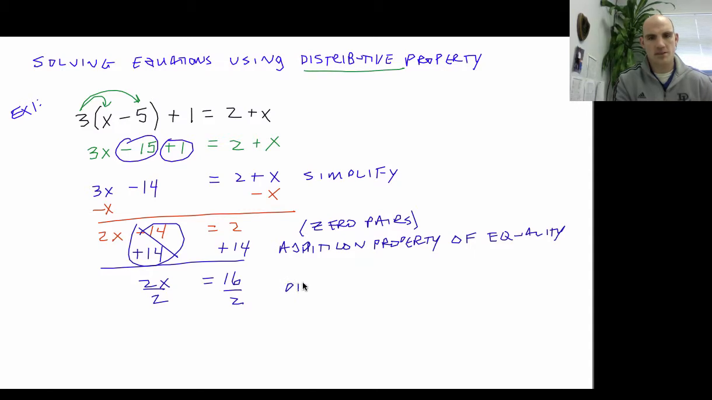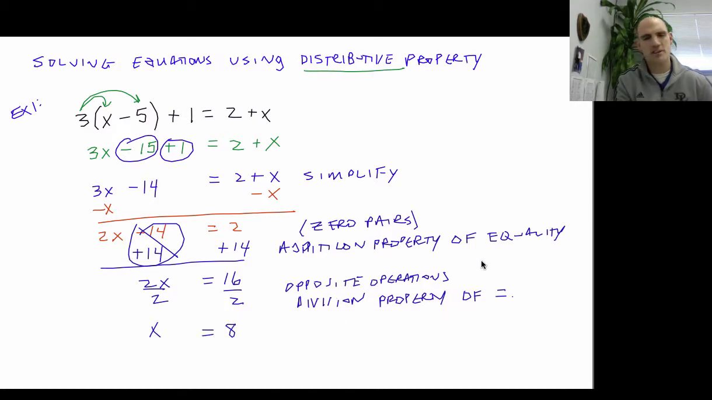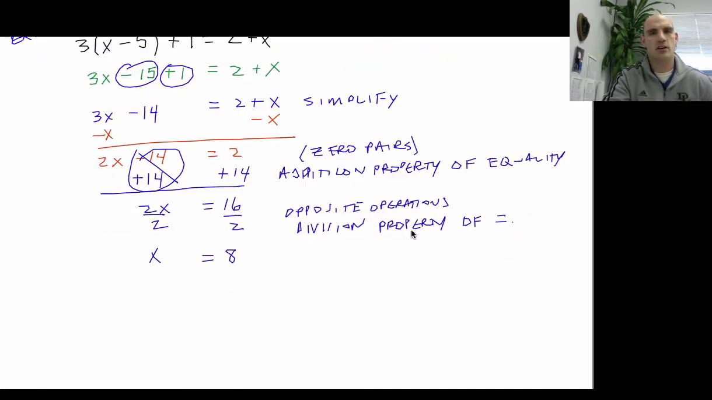Okay, and then this is opposite operations, and it's the division property of equality. x equals 8. Okay, so I did a little bit of explanation on the side here, which you don't necessarily have to do, but that gives us an idea of what exactly we were doing.